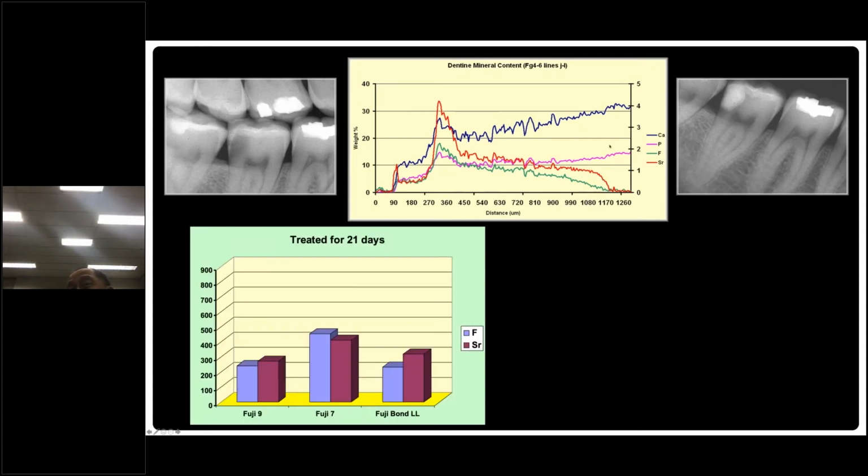And it stopped here because there's no more missing calcium for it to replace. Fluoride followed the same pattern and penetrated into here. So therefore, you infuse strontium and fluoride into the softened dentin. It's not that you just leave that softened dentin untreated.